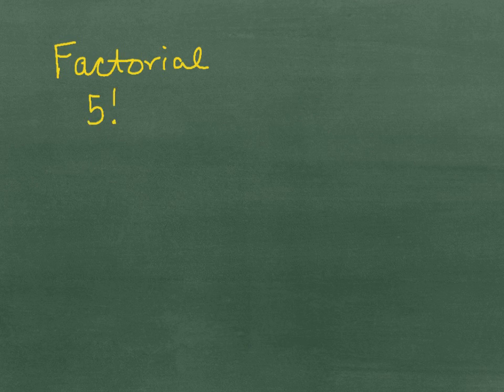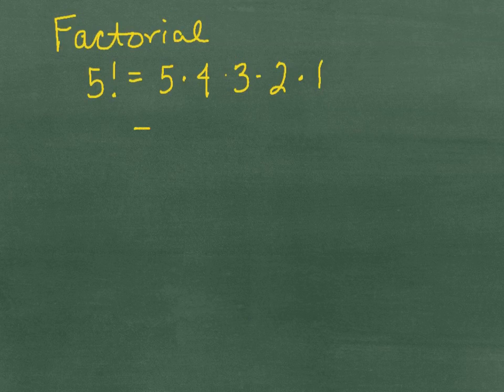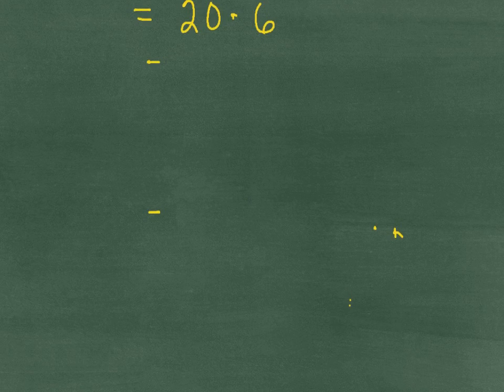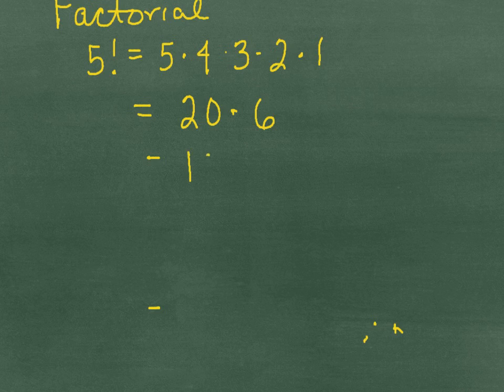Let's talk a little bit about something called factorials. Factorial notation looks like this: 5 factorial, which is, in fact, not 5 with an exclamation point. It's 5 times 4 times 3 times 2 times 1. So the value of 5 factorial is really 20 times 6, which is 120. That's not negative 120, that's half of an equal sign.